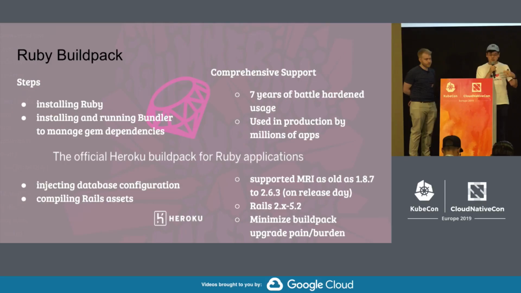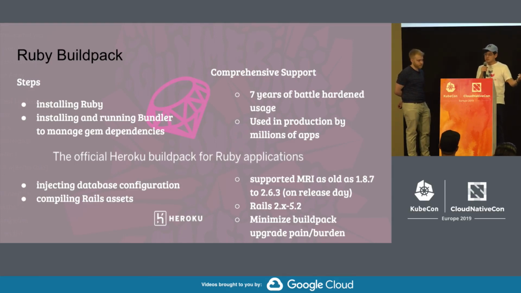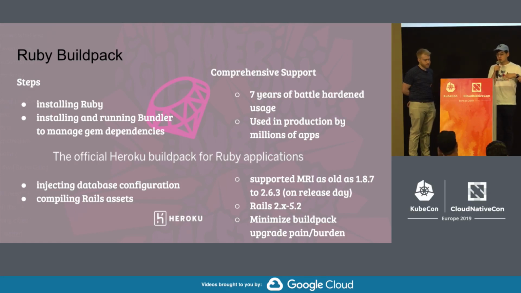To give you a sense of what a Buildpack actually does: since we started off as a Ruby platform, the Ruby Buildpack has been with us the longest, and we have well over millions of Ruby apps running on it. One thing that's nice and a little different from how things are handled with Dockerfiles is that there is one Ruby Buildpack. Almost all of our customers use the one official Heroku Ruby Buildpack, and it installs every supported version of Ruby.